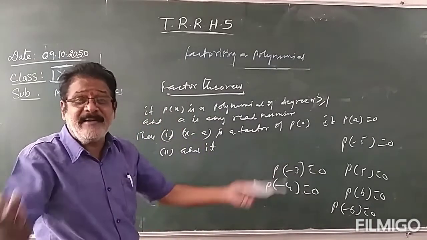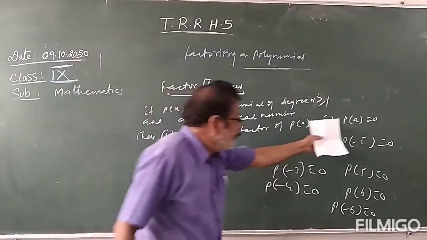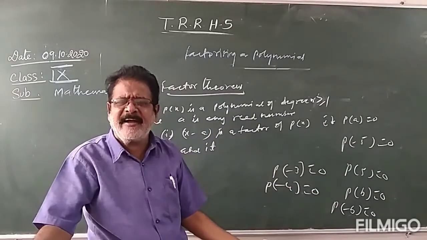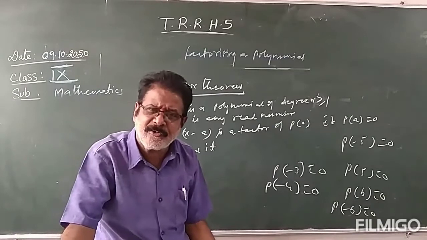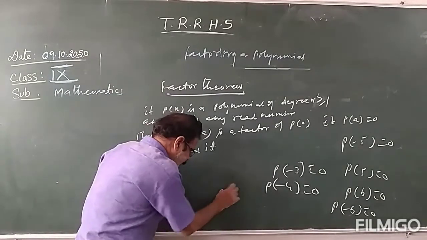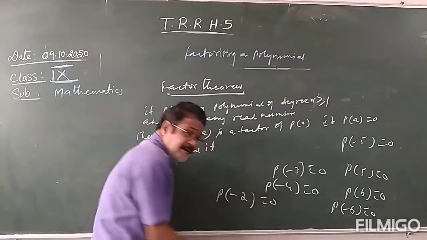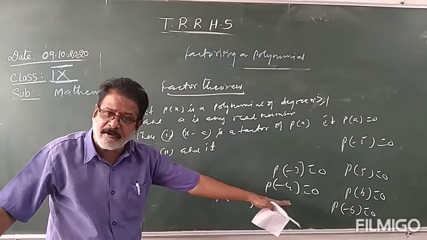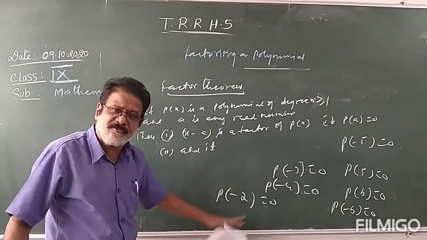When the remainder is given, you can say the factor. If P of a equals 0, then x minus a is a factor. If P of minus a equals 0, then x plus a is a factor. So if P of minus 2 equals 0, what is the factor? x plus 2 is the factor.